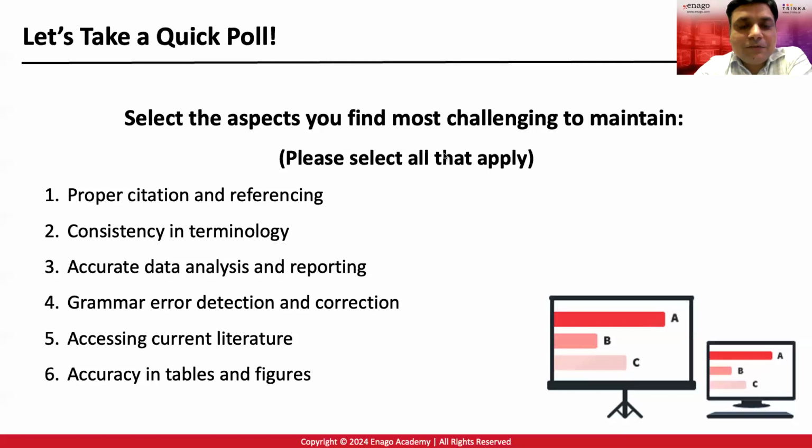I think first will be the consistency in terminology, and then it will be error-free data analysis, and then the last will be accessing current literature. So this will be three options. Even though all of them are very challenging, I'll choose these three as my top three. So yours would be 2, 3, and 5. 2, 4, and 5. Okay, in that order.